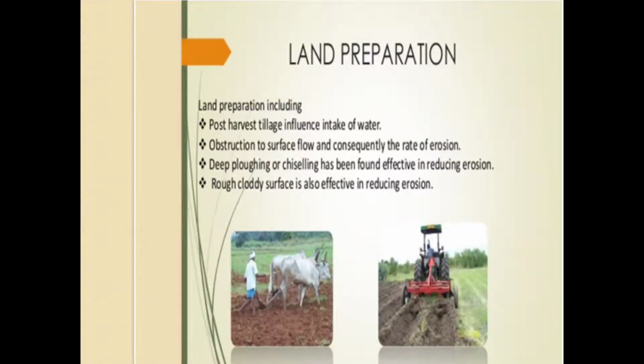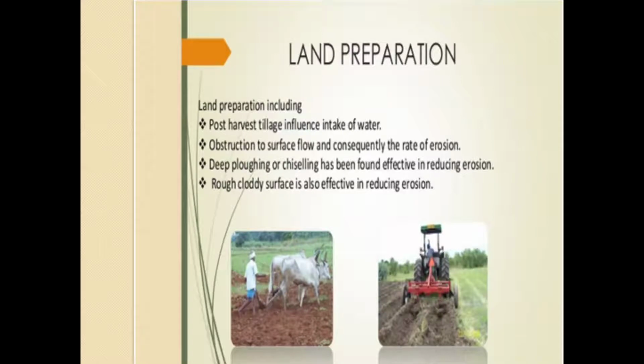Then the second one is land preparation. Mostly land preparation includes post harvest tillage that influences the intake of water. That means after carrying out any cultural practices, the post harvest tillage increases the intake of water into the soil. Then it creates obstructions to the surface flow and consequently to the rate of erosion also. So land preparation plays an important role, acting as an obstruction to the surface flow of water, and it also creates an obstacle to erosion. That means the rate of erosion is also minimized.